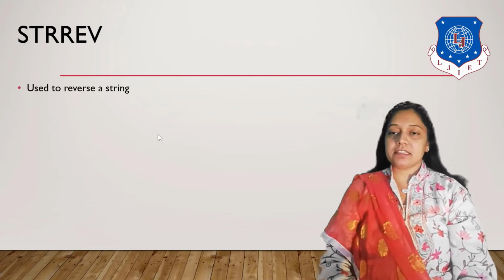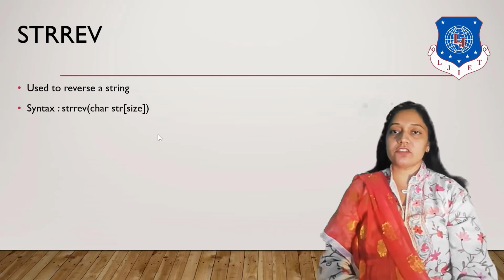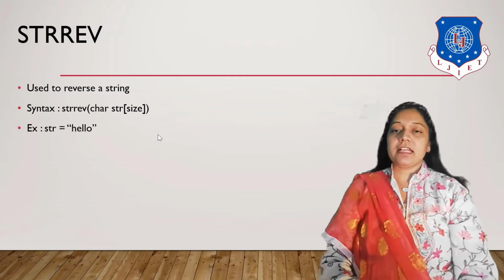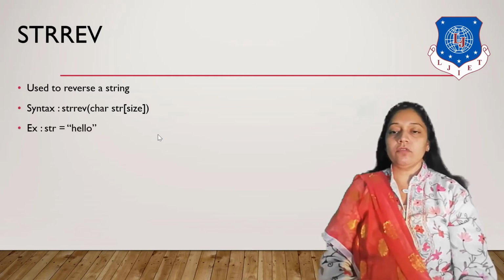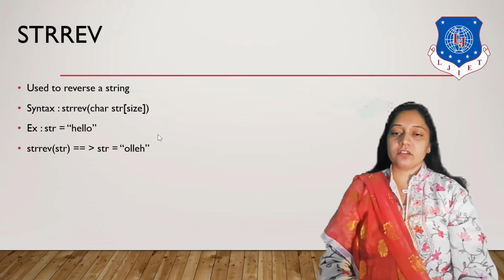The next string function is strrev, that is the string reverse function. As the name itself suggests, it is used to reverse a particular string. What is the syntax of the string reverse function? strrev, in brackets pass the character array, the string which you want to reverse. Say in str I have the string hello. When I use this strrev function on this string, I'll get the reverse of it. So the result would be olleh instead of hello.